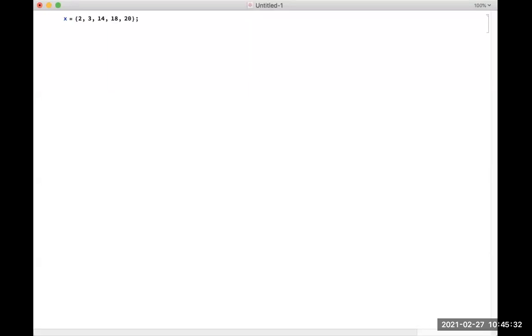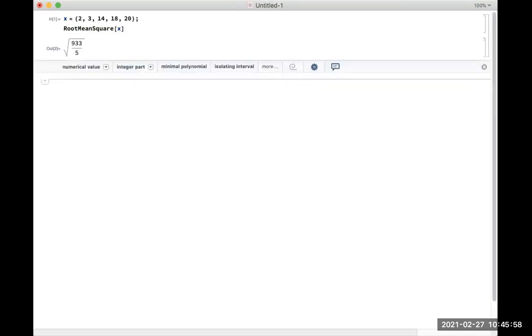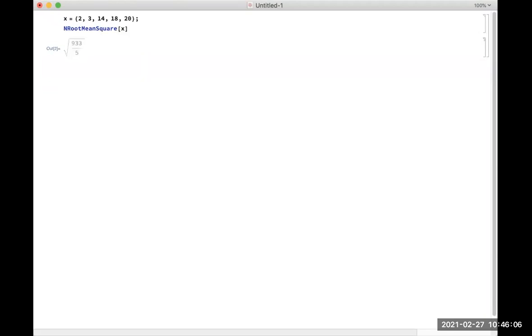So let's determine the root mean square. However you would say it, it's all one word where they put everything together and capitalize the first letter. The root mean square of X is exactly the square root of 933 over five. Let me do this numerically. So N for numerically, and let's say 11 places.